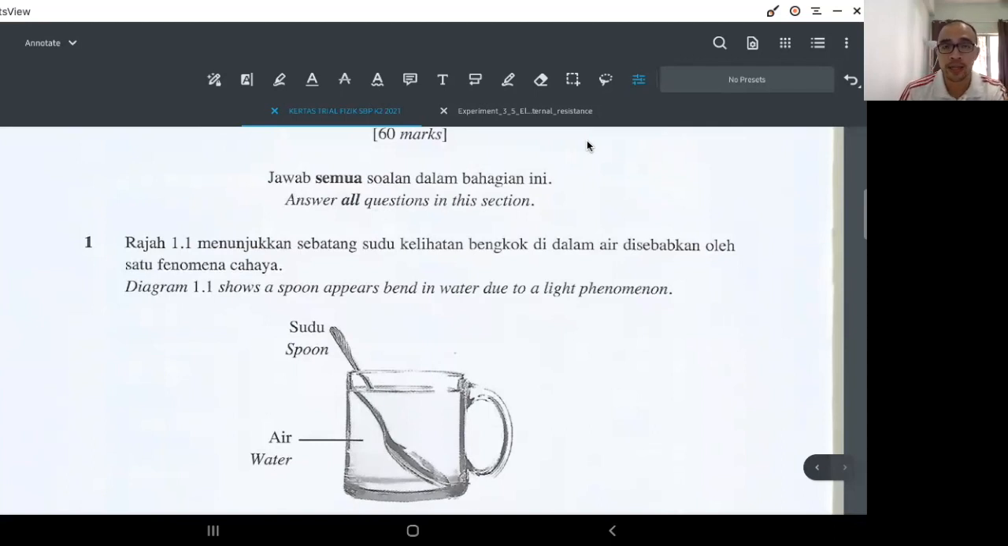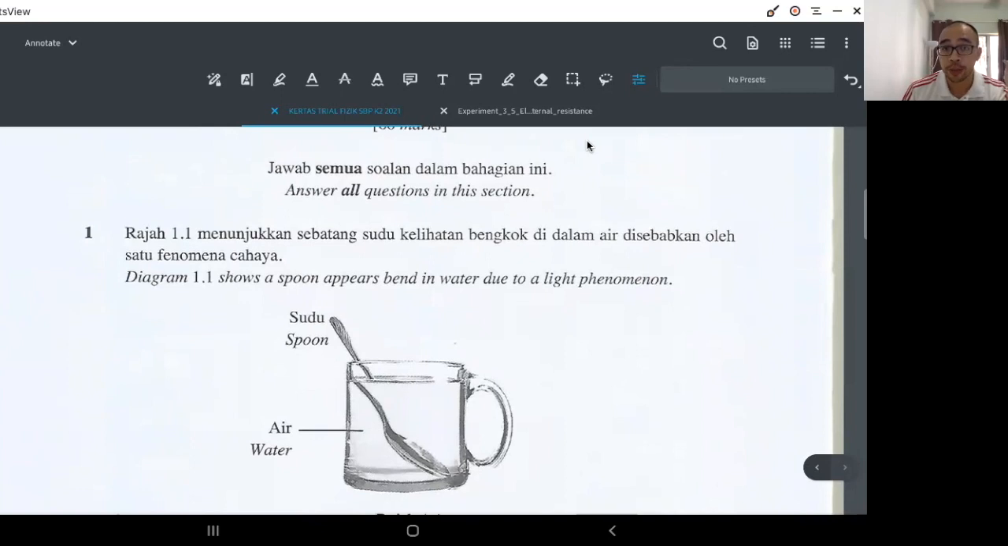And as I advised you before, what you can do is copy down the answers and learn from the questions, or you can answer it first and then you compare with your answers. Question number 1. Diagram 1.1 shows a spoon appearing to bend in water. Keyword is bend in water. Due to a light phenomenon.